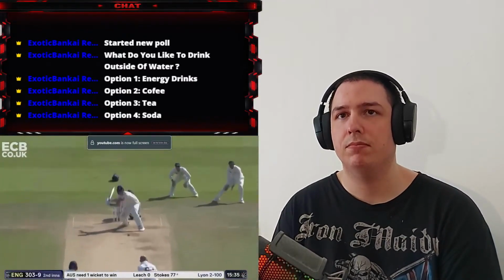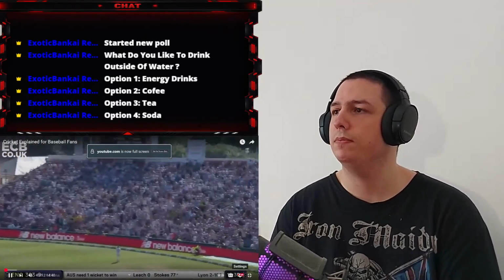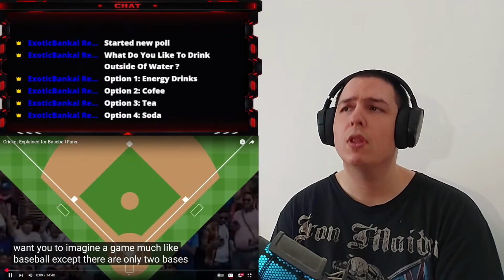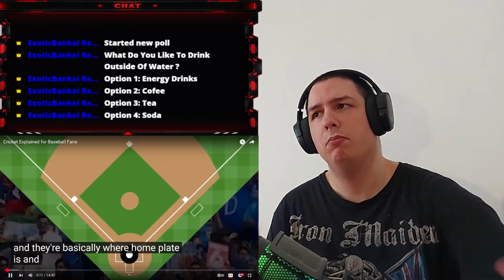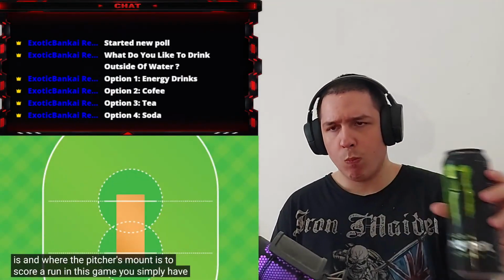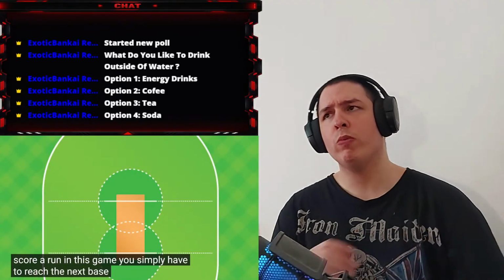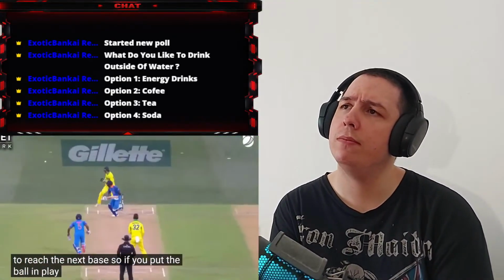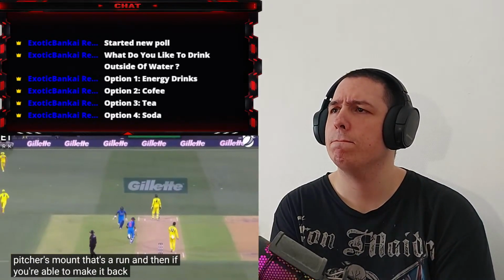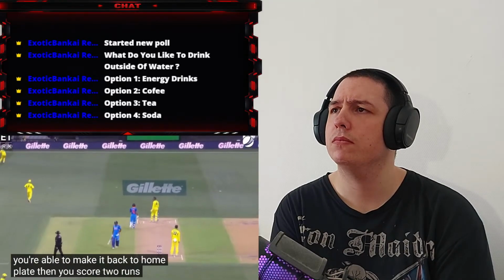All right. To get this started, I want you to imagine a game much like baseball, except there are only two bases, and they're basically where home plate is and where the pitcher's mound is. To score a run in this game, you simply have to reach the next base. So if you put the ball in play and you make it to the pitcher's mound, that's a run. And then if you're able to make it back to home plate, then you score 2 runs on that play.